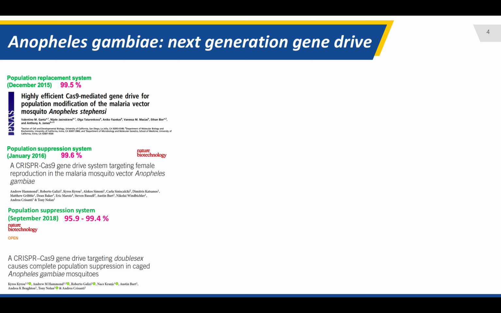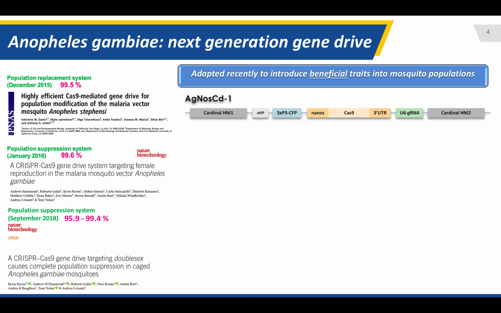The first one was the one published in 2015. It is a population modification system for Anopheles stephensi. In contrast, the other 2 systems that are present today are based on population suppression strategies for the Anopheles gambiae African malaria vector. We recently developed a population modification gene drive, and in order to overcome some of the challenges that we observed in the Anopheles stephensi prototype strain, we made some modifications.